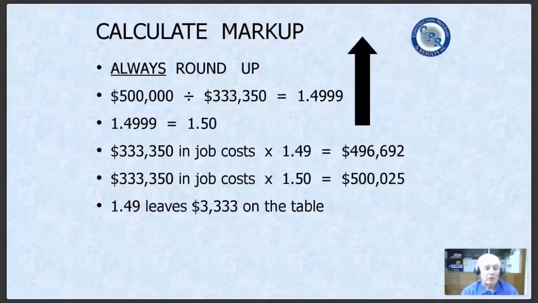We'll round it down to 1.49 times our job cost, and we end up with a sales price for the year of all of our jobs at $496,692. Now, if we do what we should do, which is take all of our job costs times a rounded up markup at 1.50, we get total sales of $500,025. Now look down here at what happens when you lower your markup to 1.49. You give away $3,333, or leave the money on the table, as is said. This is why you always round up.